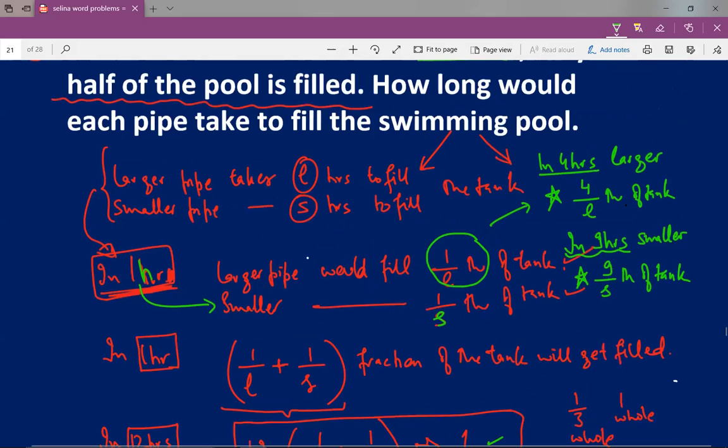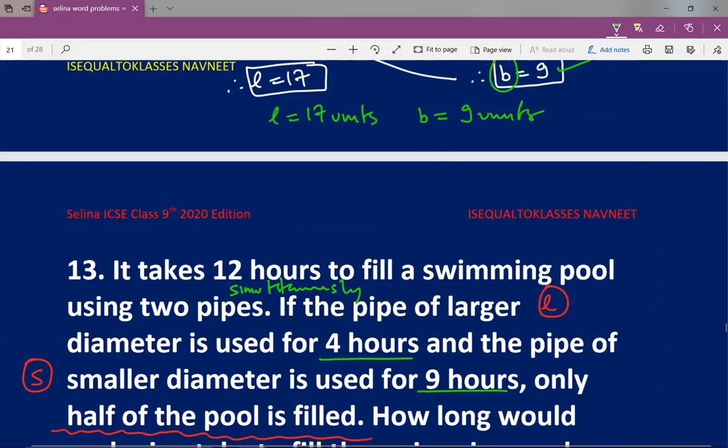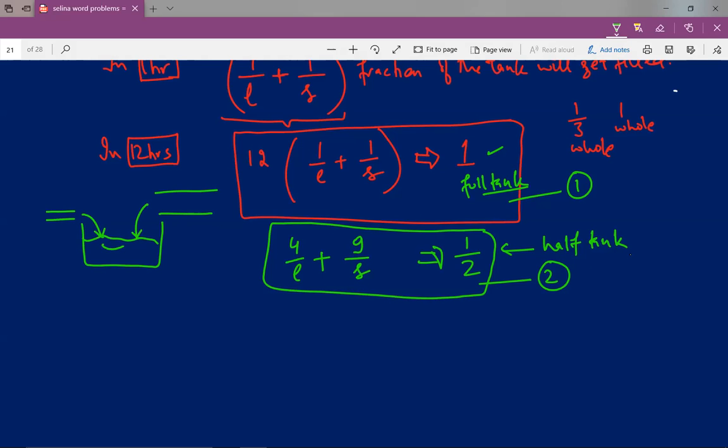What you need to understand is that in both these cases, the two pipes are working simultaneously. What this implies is that when we have taken the tank, you have the larger diameter pipe here, you have the smaller pipe here, and they are working simultaneously. Okay, so now I need to solve this. So let's start.